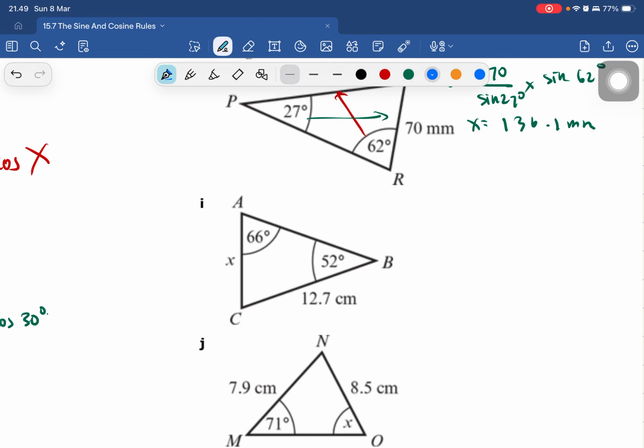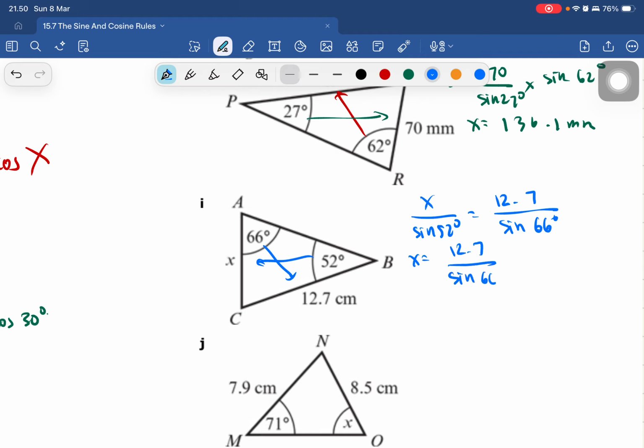Next we have I. Two angles, so we'll use the sine rule. So here it is, x divided by sine 52 degrees equals 12.7 divided by sine 66 degrees. So we can rearrange it. We get x equal to 12.7 divided by sine 66 degrees multiplied by sine 52 degrees. So for the I, you will get the answer x equal to 10.95 centimeters.